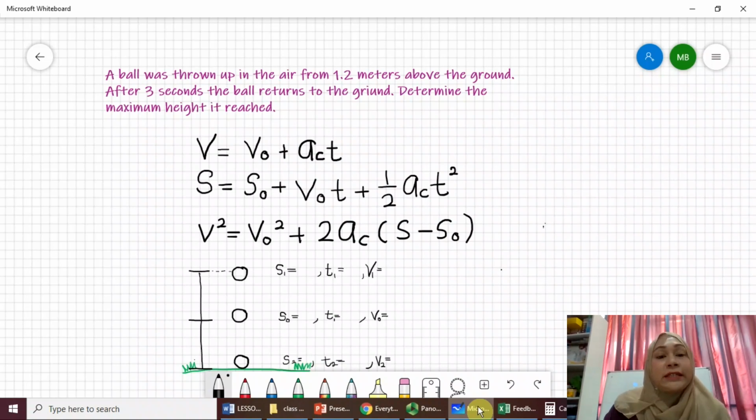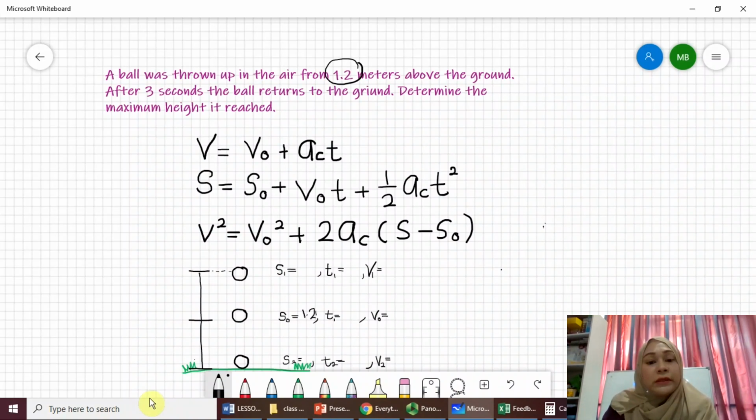So as you can see, first of all, I have written down the 3 basic kinematic equations. Number 2, I have sketched the drawing of the ball. From the question, the ball was thrown at a height of 1.2 meters above the ground. So we can say that this is our initial position, which is 1.2 meters above the ground.